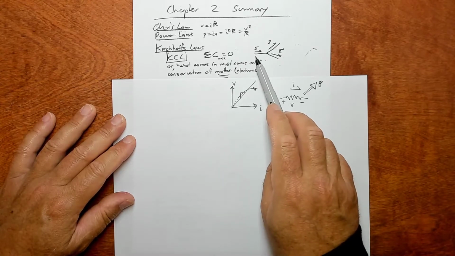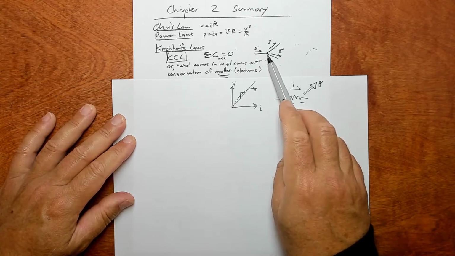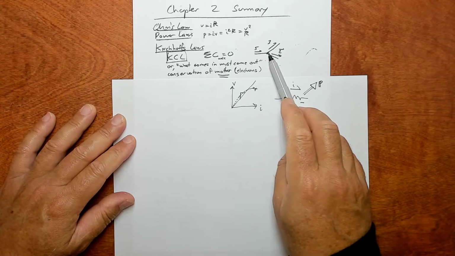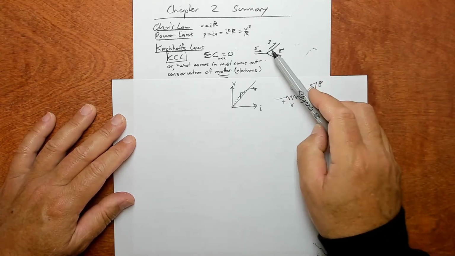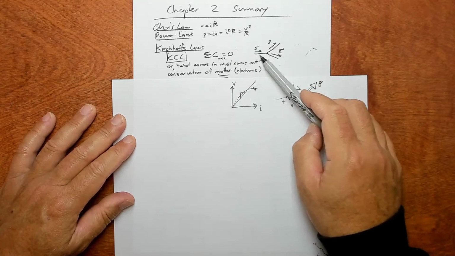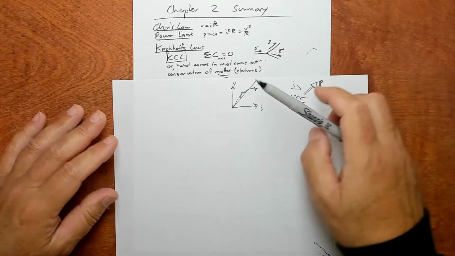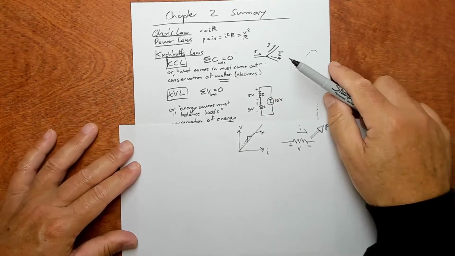Let's say you've got 5 amps coming into a node. It's got to get out somehow, right? So 3 could go this way and 2 could go this way, or any combination, but the sum of what's coming out must equal the sum of what's coming in. What goes in must come out. It's conservation of matter, or conservation of mass.